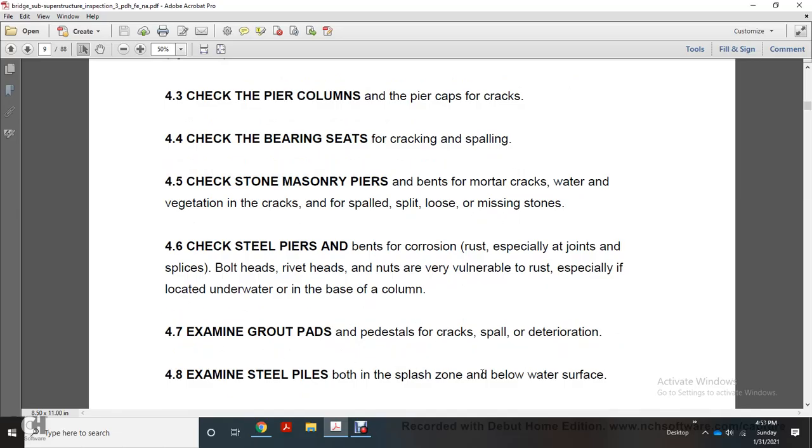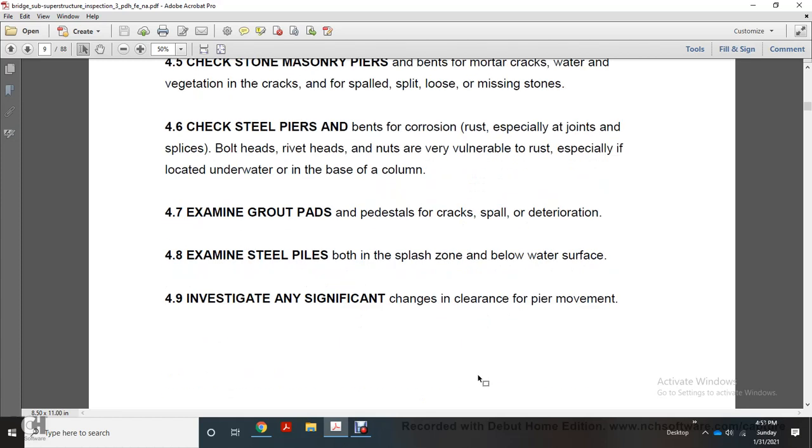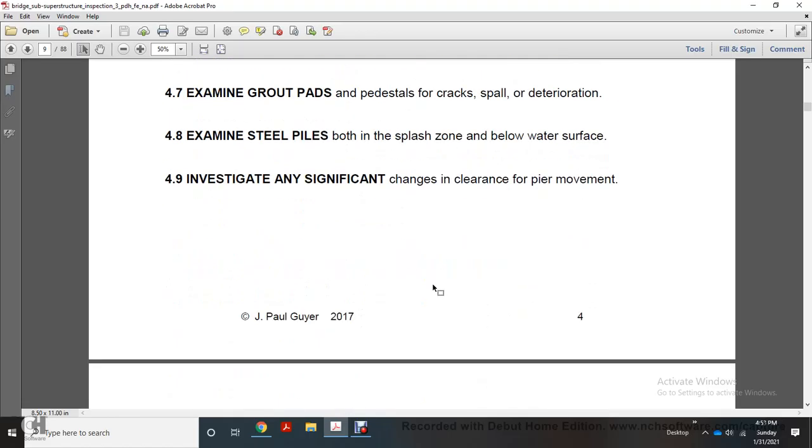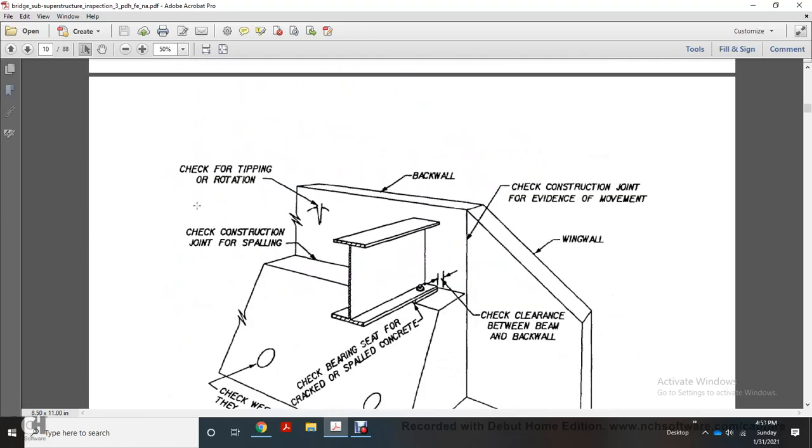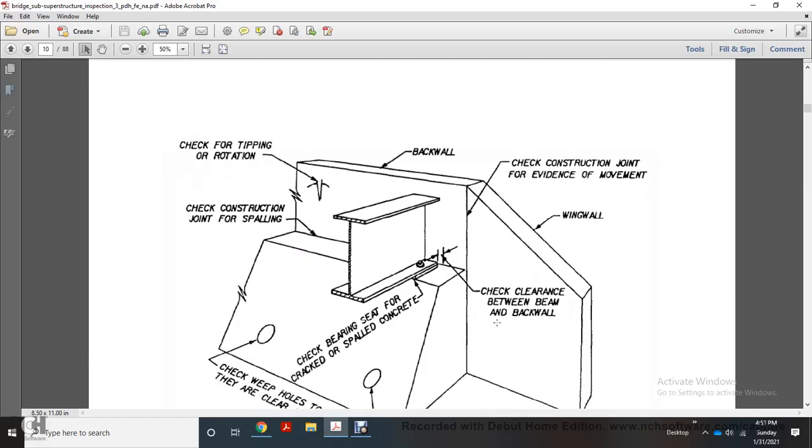Examine steel piles at both water surfaces. Investigate any significant change in the clearance or pier movement, and check for tipping and rotation. Check for construction joint in piles. Check the back wall. Check for evidence of movement of the wing wall. Check for the clearance between the back wall.